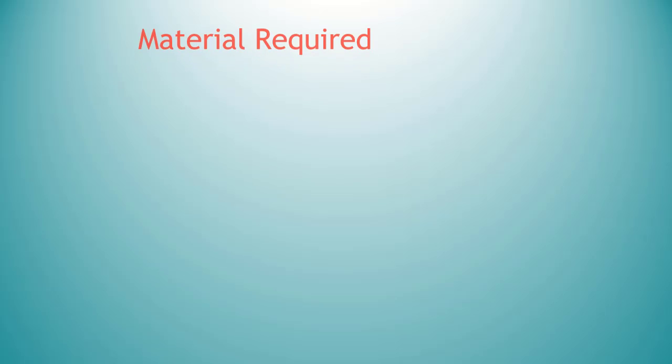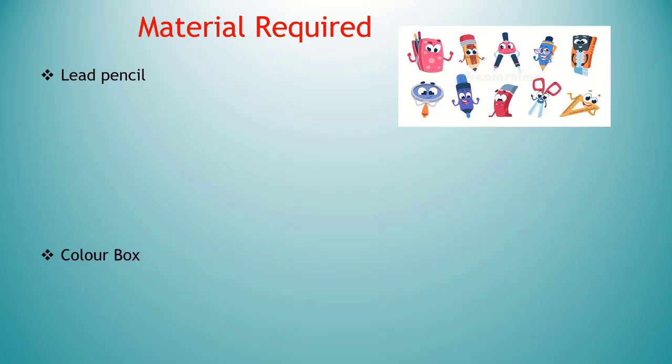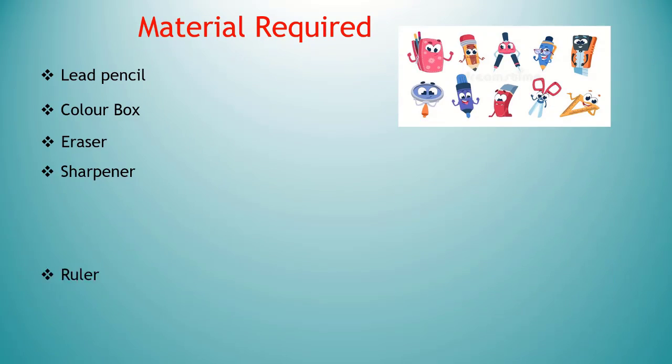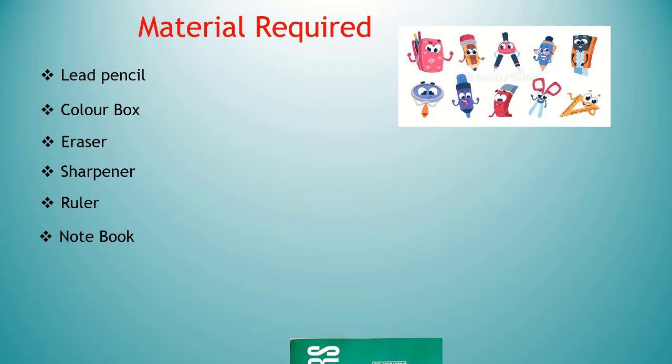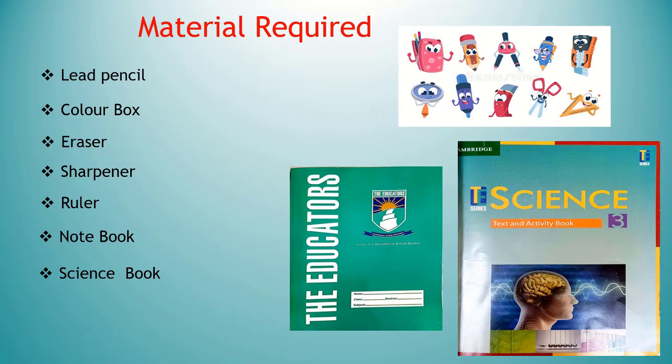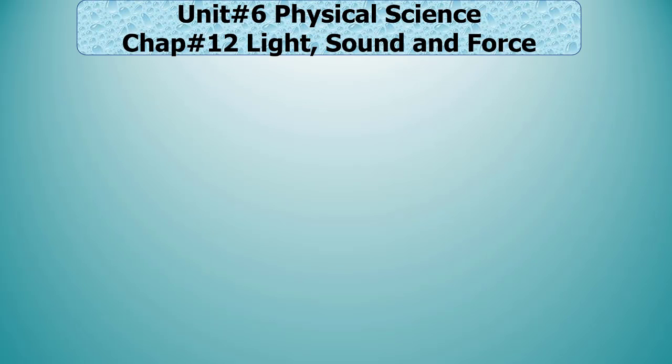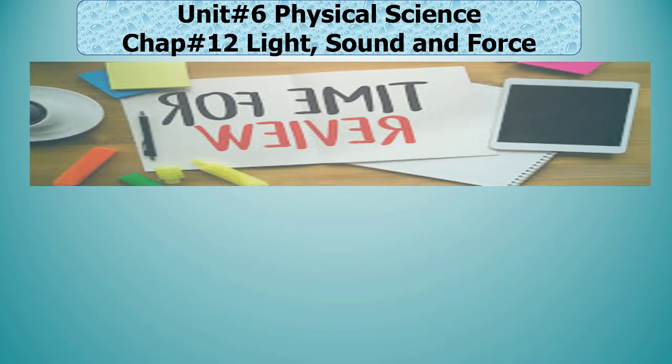So the material required for this lesson is lead pencil, color box, eraser, sharpener, ruler, notebook and science book. I hope you kept all these things and you are ready for your lesson. So we are going to read about unit 6 physical science and chapter number 12 light, sound and force. Before going to start the lesson, let's take a very short review of the lesson.